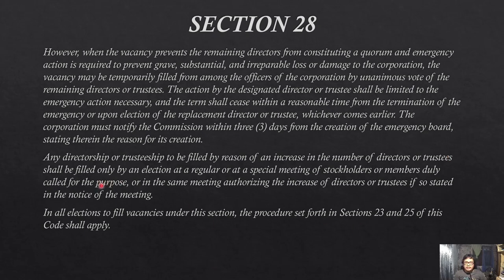Now, that vacancy shall be filled only by an election at a regular or special meeting of stockholders or members duly called for the purpose or in the same meeting authorizing the increase of directors or trustees if so stated in the notice of the meeting. So, mga stockholders lang, mga members lang ang pwedeng mag-fill ng vacancy na yan.